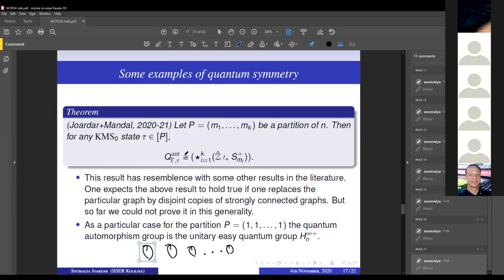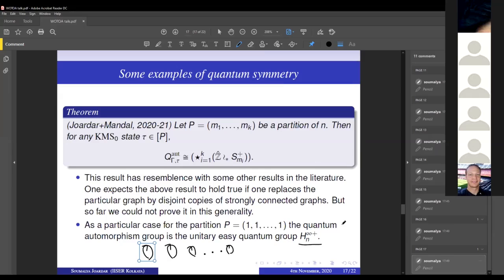And as a particular case of this result, if one takes the partition to be 1 1 1, meaning that you take the probability measure, you assign 1 by n if you have n vertices. So at each vertex you assign 1 by n, that will give you a probability measure on the vertex. Then the quantum automorphism group, meaning the universal object in that category, turns out to be a unitary easy quantum group H infinity plus.